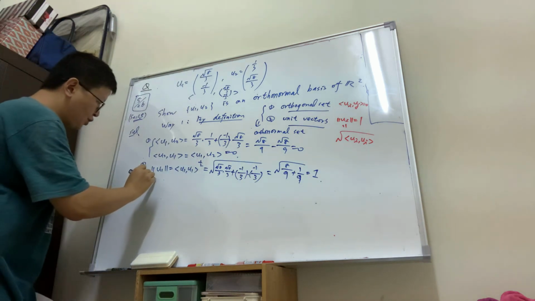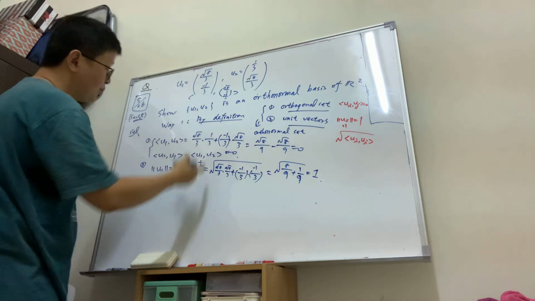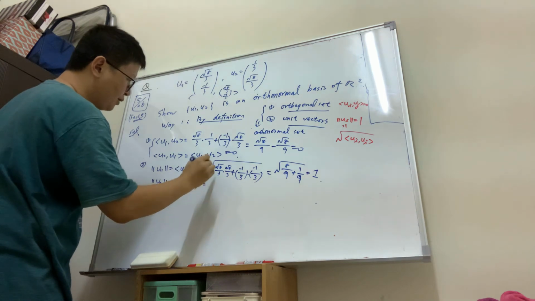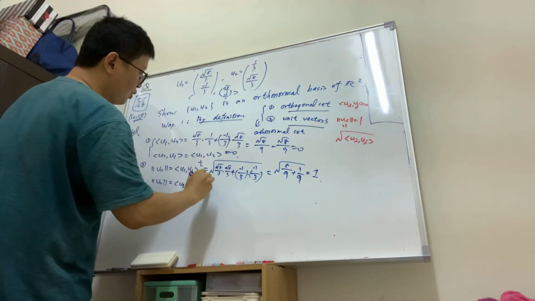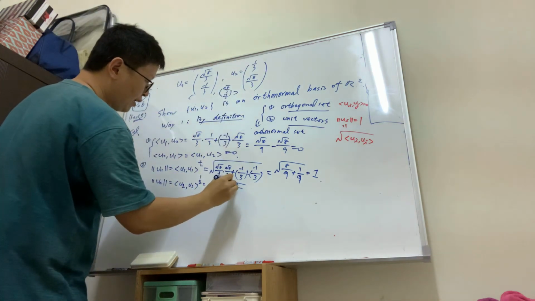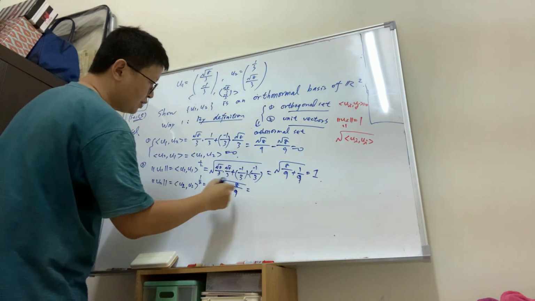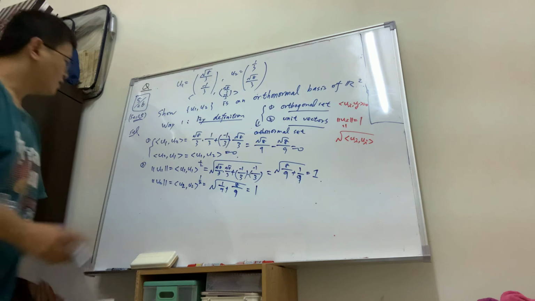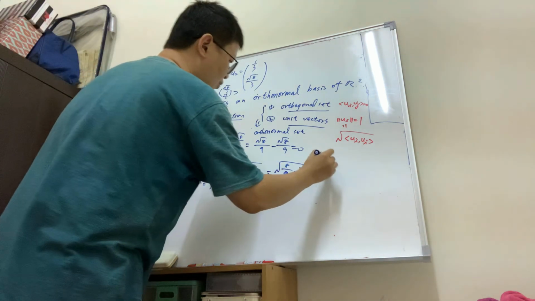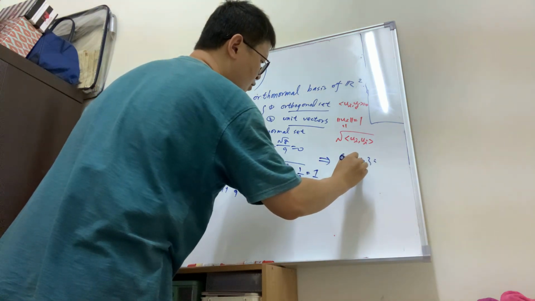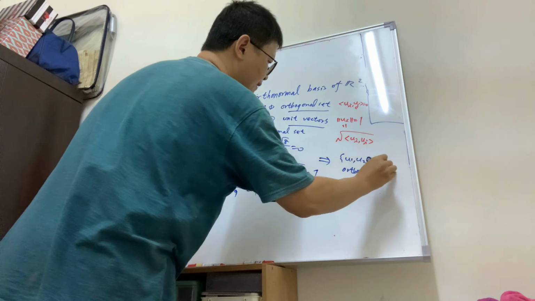And if you check the length of U2, by a similar way, you will see (1/3) squared is 1 over 9, plus (square root of 8 over 3) squared, which is 8 over 9, so it's also equal to 1. So U1, U2 are also unit vectors. So by these two results, we know that U1, U2 is an orthonormal set in R2.